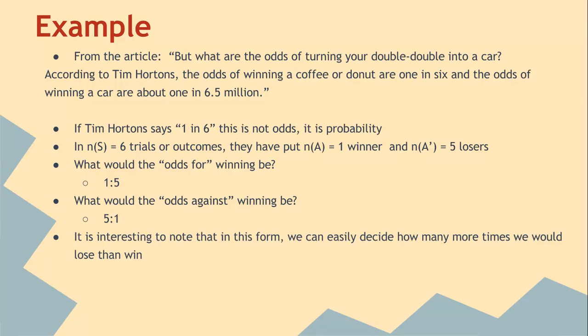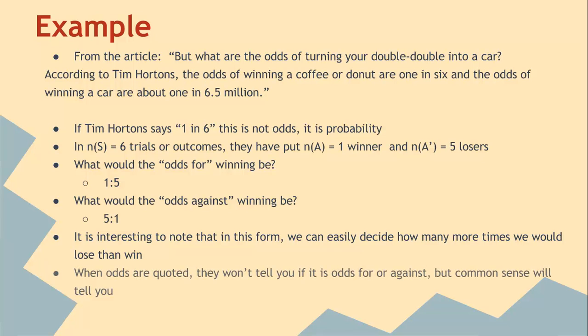It's interesting to note that in this form, we can easily decide how many more times we would lose than win, and that's why odds are important. You have 5 times more likelihood of losing than winning. 1 in 6 doesn't give that right away. You have to think, well, if it's 6 trials and there's 1 win and 5 losses, you've got to think about it. But odds in that form really tell you the multiple that you're going to lose over win.